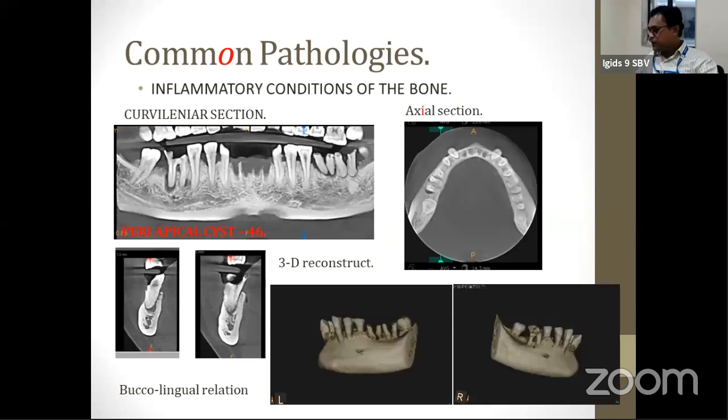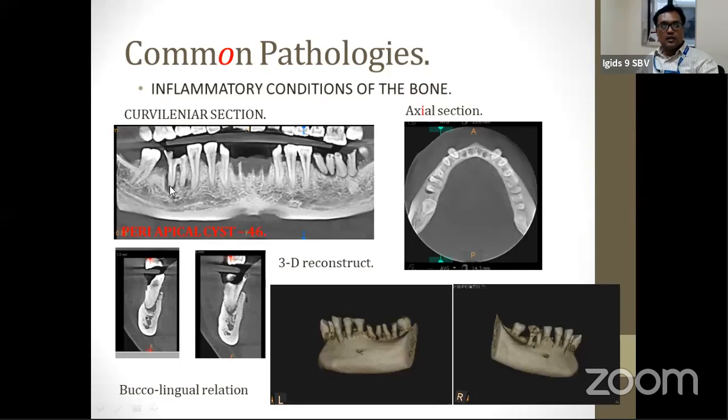The next thing would be, let's look into a few pathologies. This is one interesting case that I had, a lot of pathologies in one shot, so I'll be spending some time with this image. Now we looked into the three sections, the three dimensions. But now we are looking into another image here, something that looks like an OPG, right? All of us are familiar with OPG.